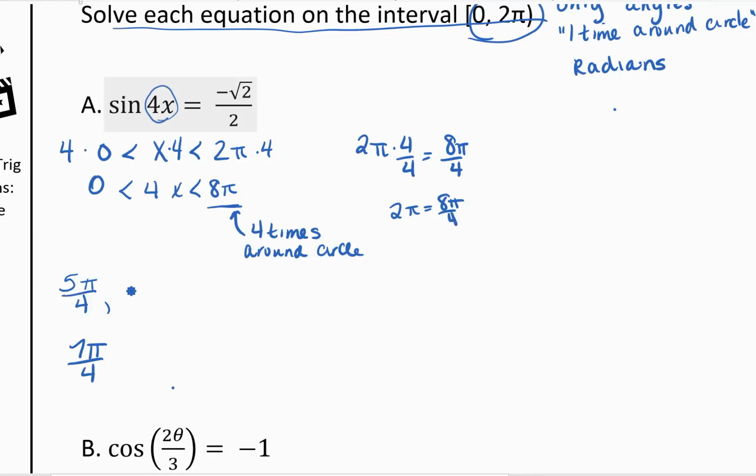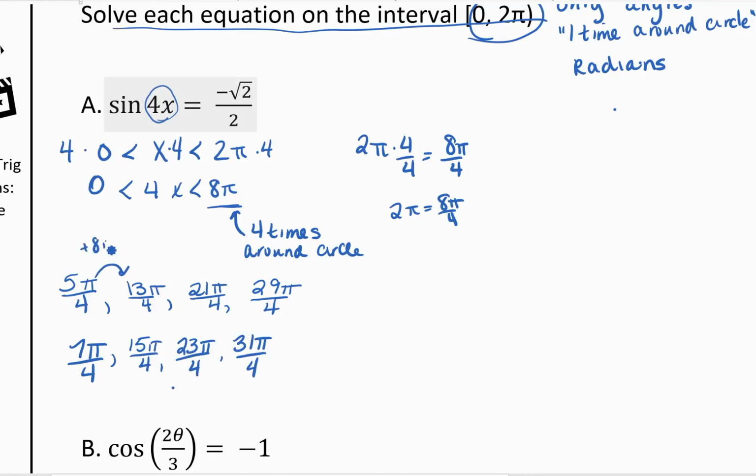So 5 pi over 4 plus 8 pi over 4 would be 13 pi over 4. Then we're going to add 8 pi over 4 again. So that will be 21 pi over 4. And to get our 4th time around the circle, we would have 29 pi over 4. Now we're also going to do it down here. So we'd have 15 pi over 4, 23 pi over 4, and 31 pi over 4. So for all of these, to go from here to here, I've added 8 pi over 4, from here to here, and so on for all of those.